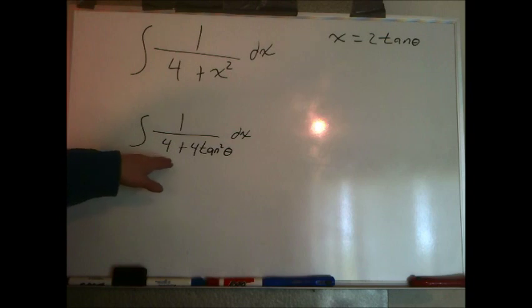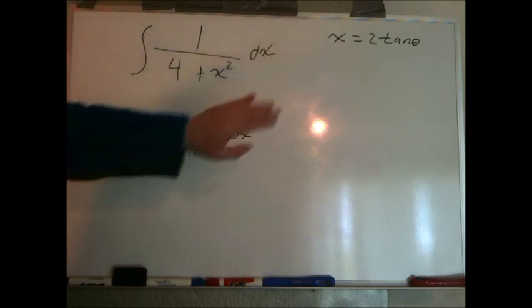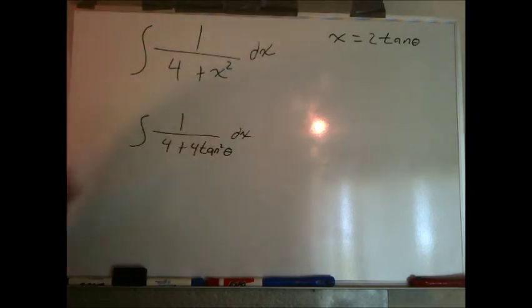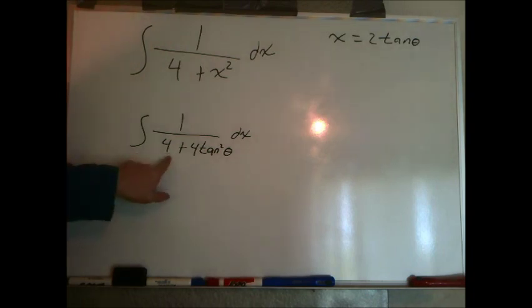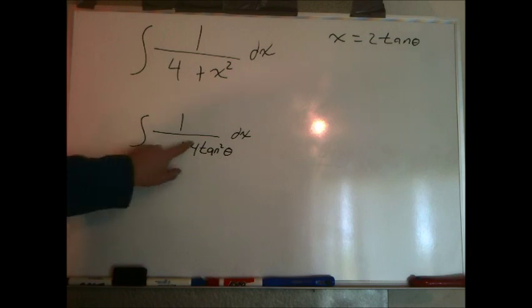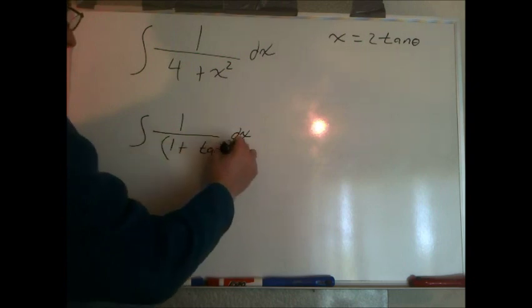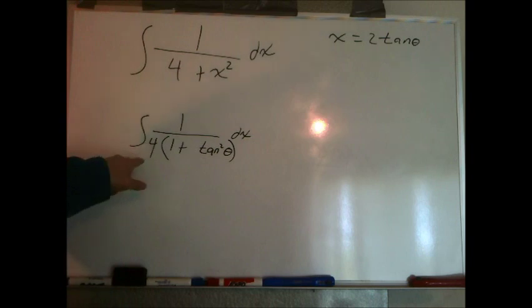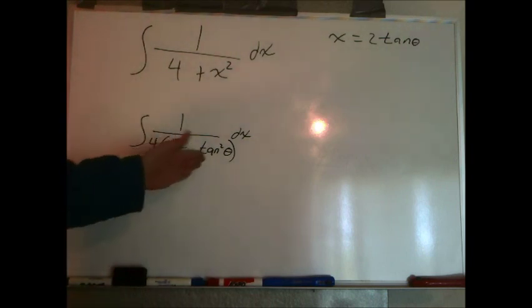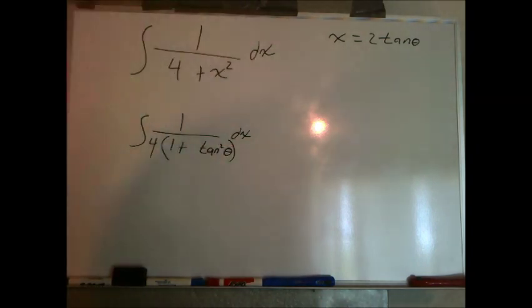one over 4 plus 4 tangent squared theta dx. I haven't done the part with dx yet, so I'm still keeping this dx. I'm going to factor this. 4 is common to both, so I can pull that 4 out, and have it in this form, 4 times the quantity 1 plus tangent squared theta, and then my dx here. Well, I have x, and I've got a theta, so now I've got to figure out what dx is. It'll be the derivative of x with respect to the new variable we're working with, theta.